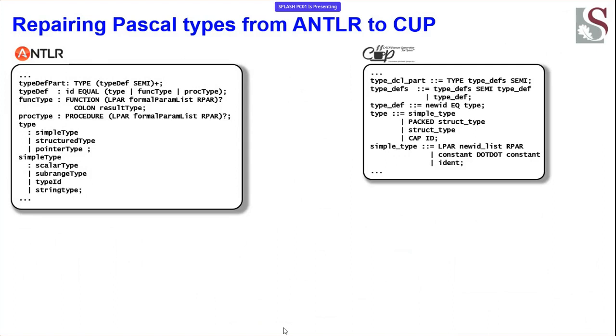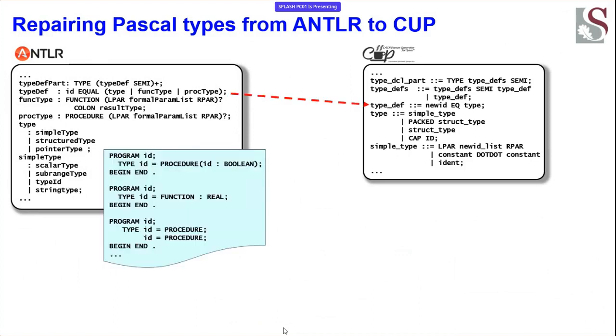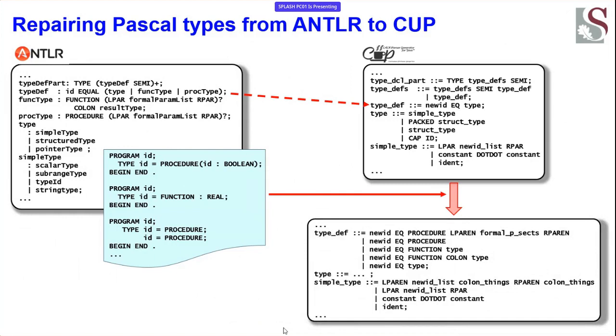And then we repair the Cup grammar against that specification. Right? So here are the test cases that we generate, and we eventually get a version of the Cup grammar that accepts the same type of language as the Antler grammar. So this would be a way of automatically merging two versions of purportedly the same language into one.